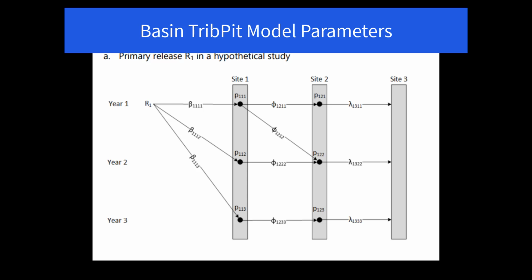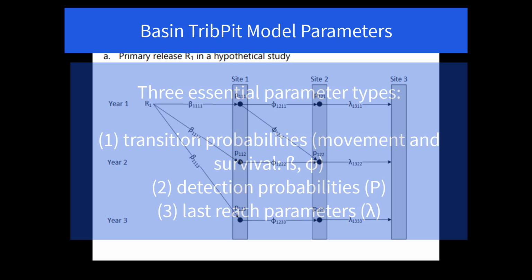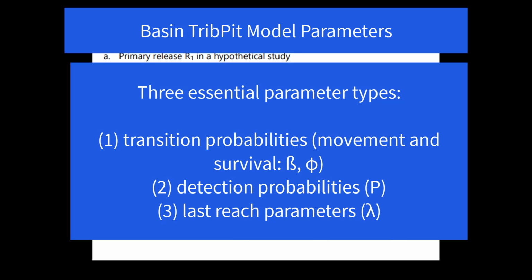Notice that there are 3 essential types of parameters: transition probabilities that combine movement and survival, detection probabilities, and the last reach parameters. The lambda parameters are the last reach parameters. The p parameters are the detection probabilities. Both the beta parameters and the phi parameters are transition probabilities, but the beta parameters refer to the first reach after release, and the phi parameters refer to all reaches downstream. BasinTribPit constructs a model using these parameters, fits the model to your dataset, and provides parameter estimates.